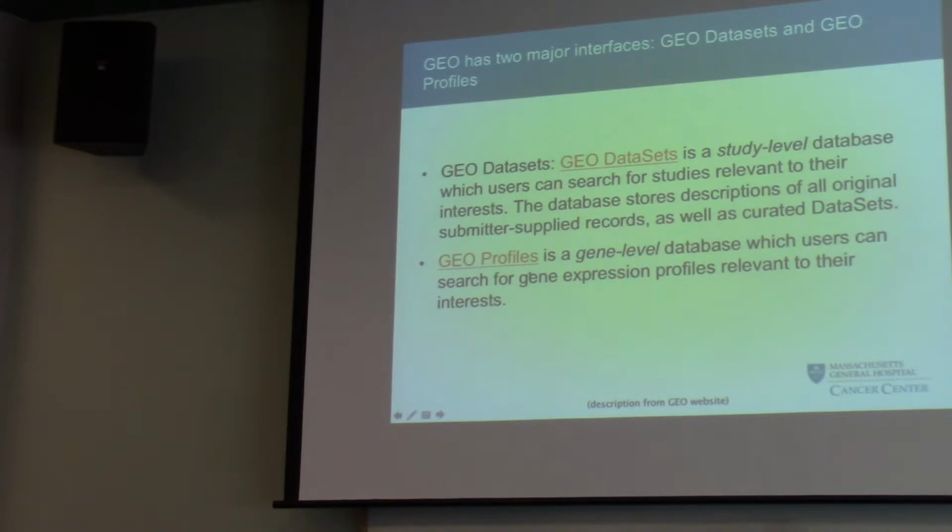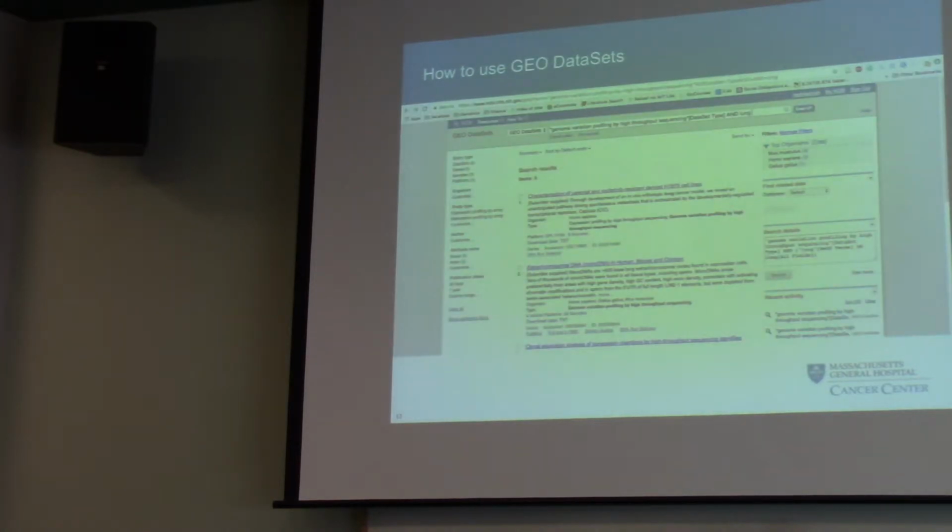Versus the GEO Profiles page is focused on specific genes. So let's say you want to see how p53 is involved in prostate cancer. You can go ahead and use GEO Profiles in order to do that. So let's go over to the GEO DataSets.